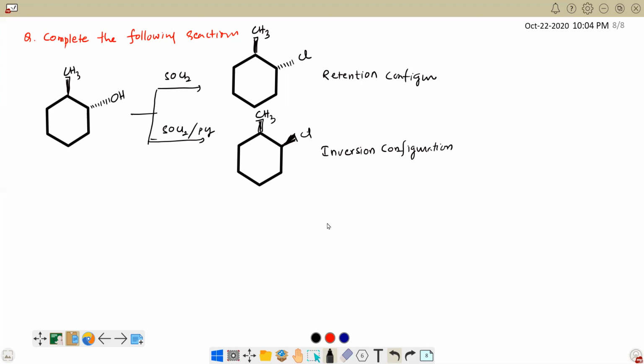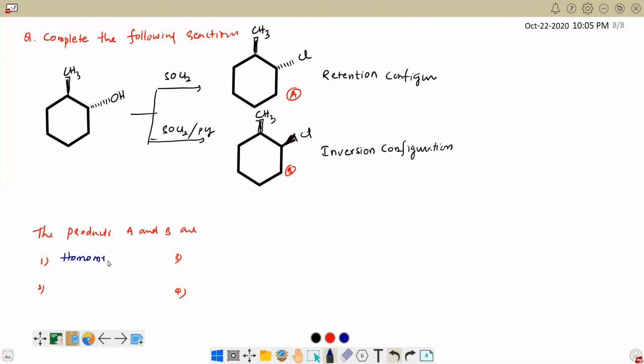If Cl in one is in wedge and the other is in dash, the products A and B are options 1, 2, 3, 4.